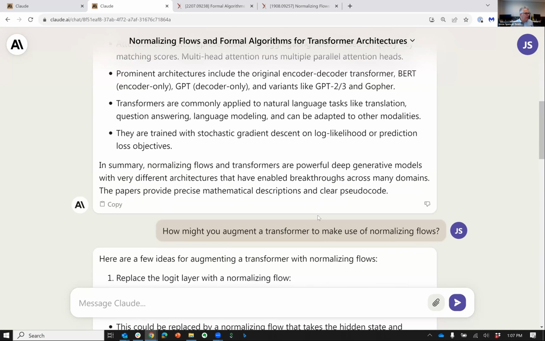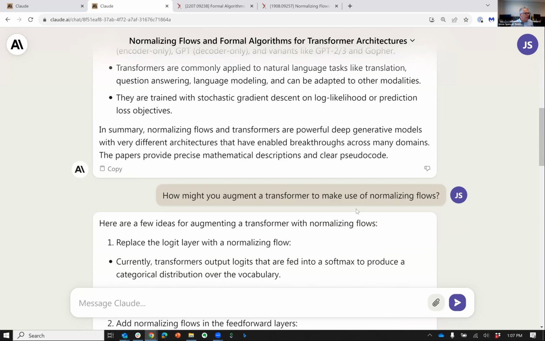Let's start thinking about this. How might you augment a transformer to make use of normalizing flows? Complete shot in the dark. I'm like, what do they have to do with one another? How could you use one to improve the other? I have no idea whether this is going to work. This is on the way, Juan, to asking interesting questions. This question is not necessarily an interesting question, but it might lead to an interesting question.